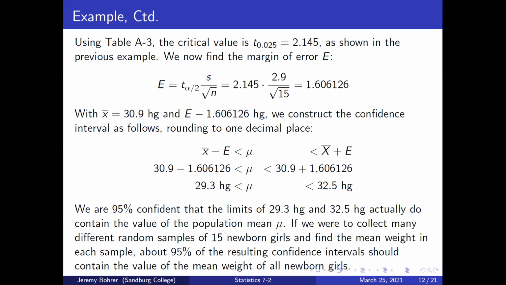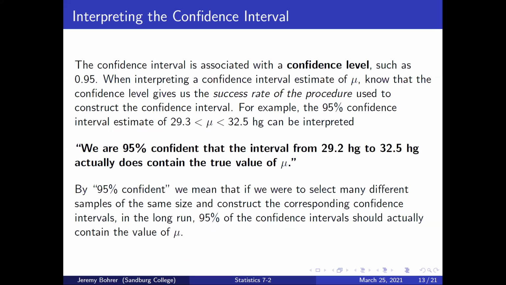We are 95% confident that the limits of 29.3 hectograms and 32.5 hectograms actually do contain the value of the population mean mu. If we were to collect many different random samples of 15 newborn girls and find the mean weight in each sample, about 95% of the resulting confidence intervals should contain the value of the mean weight of all newborn girls. We will pause here and continue in the next video.